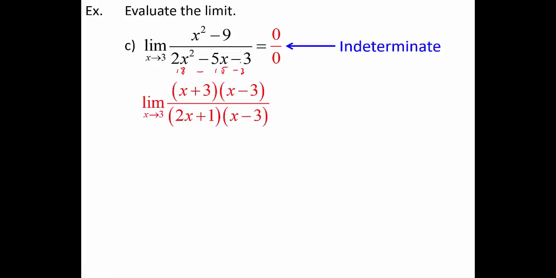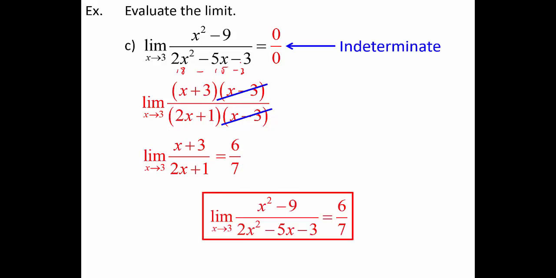All right, so plugging in 3, again, a little scratch work might be necessary. On the top, that's going to be 9 minus 9 or 0. On the bottom, 3 squared is 9. So that makes that 18 minus 15 minus 3, which is going to be 0. So 0 over 0, once again, indeterminate form, factor everything out. Cancel the x minus 3. I'm left with x plus 3 over 2x plus 1. When I evaluate the limit, I should get 6 over 7. Final answer.